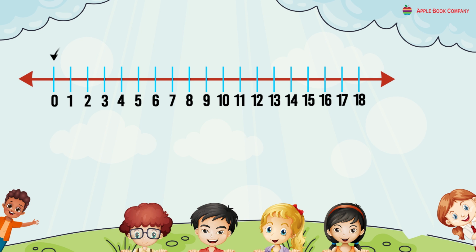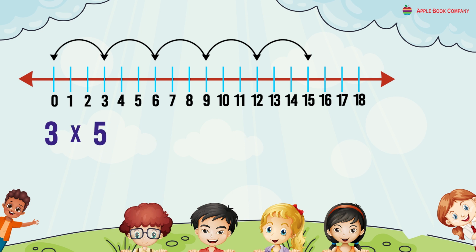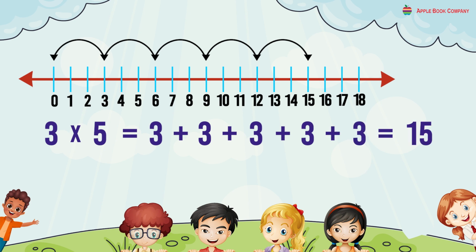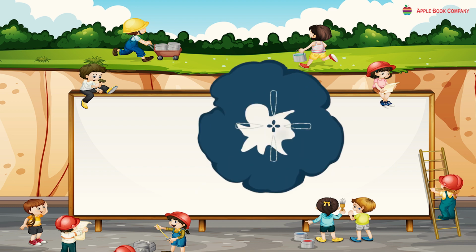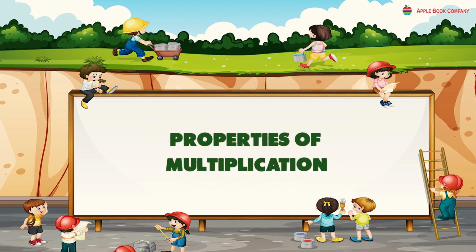From 0, we move to 3. From 3, we move to 6 and 9 and 12 and 15. We take 5 moves of 3 each. We reach 15. So 3 multiplied by 5, which is 3 plus 3 plus 3 plus 3 plus 3, is 15. Now let's learn properties of multiplication.